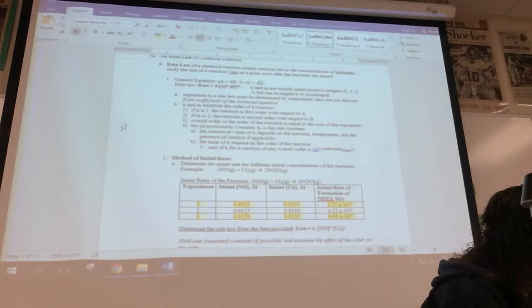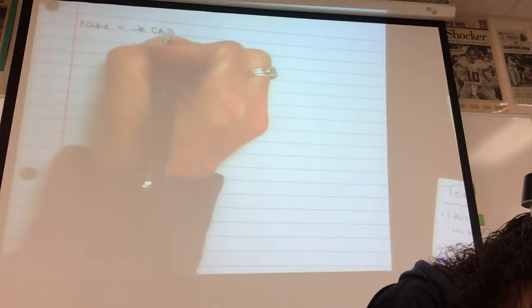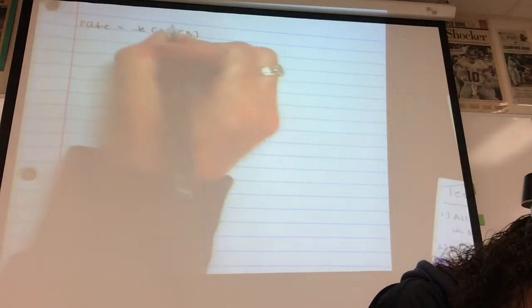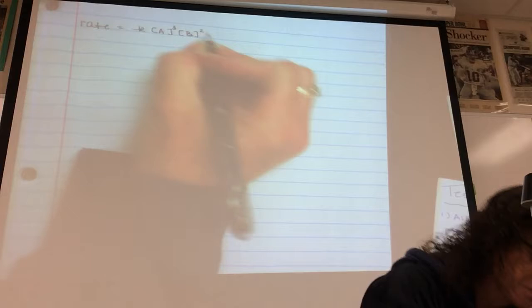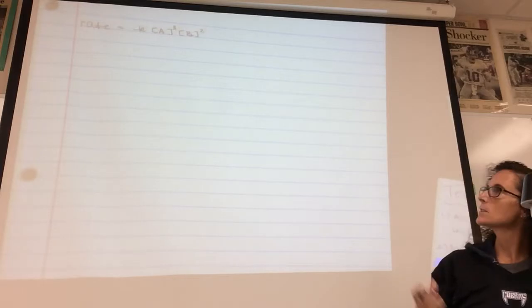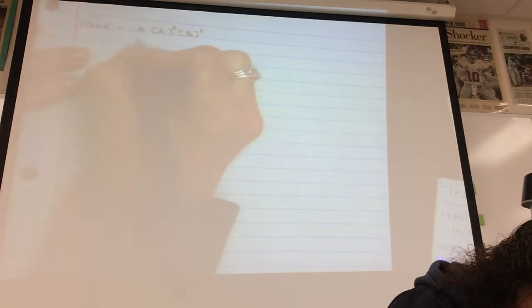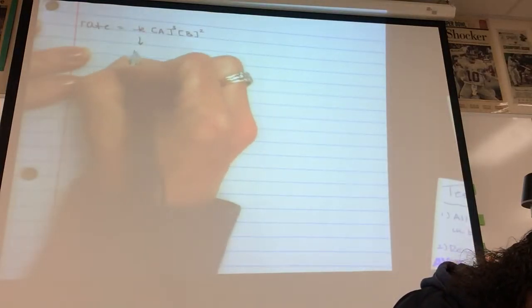Remember, we were talking about rate laws, and we said that if you have a rate law such as this, the order with respect to A is what? 3. The order with respect to B is? 2. Overall order is? 5. And you can get units of K as molarity.